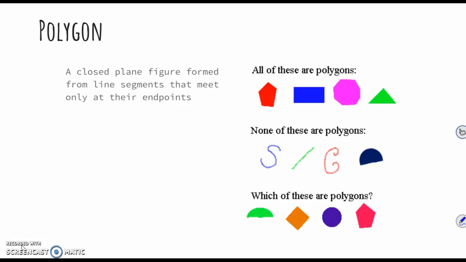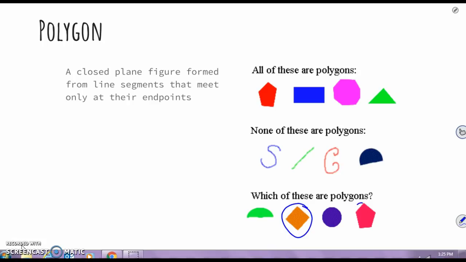Which of these are polygons? Which ones do you think are polygons? If you said these two, you are correct. Here we have a quadrilateral, which is a four-sided figure, and a pentagon, which is a five-sided figure. Semicircles and circles are not polygons because they are curved.